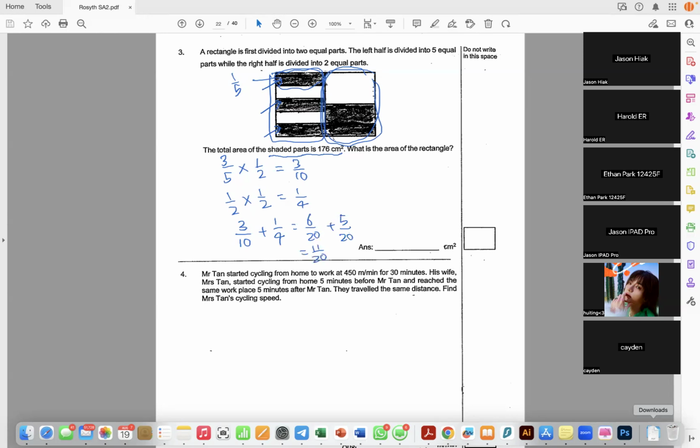Now the question states that the shaded portion is 176. So therefore, 11/20 corresponds to 176. Remember it's an arrow, it's not equal. So 1/20 of the entire figure will be 176 divided by 11, which is 16. The entire figure will be 20/20, so it's 16 times 20. The answer is 320.